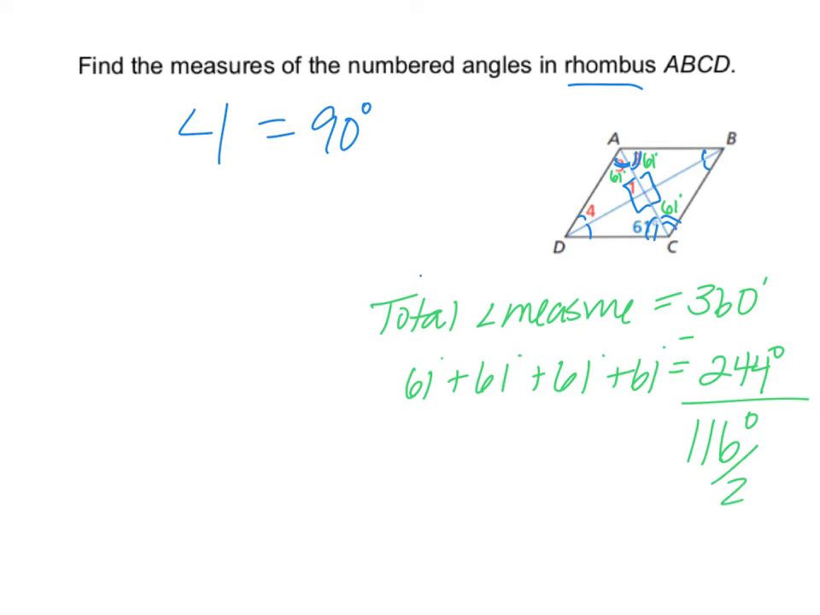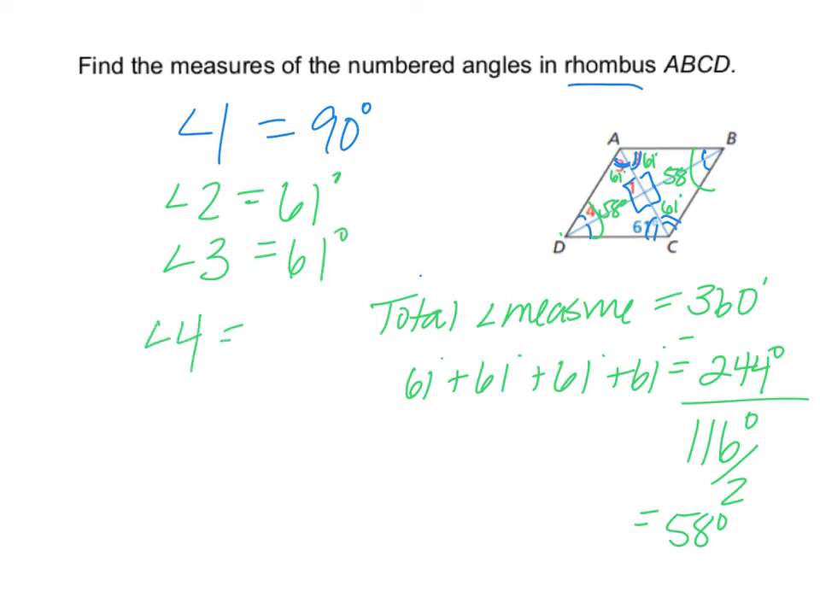So if we divide that by 2, each is 58 degrees. So this whole thing is 58 degrees. This whole thing is 58 degrees. So angle D is 58, angle B is 58. And if we just want to know what angle 4 is, here, let's add this. So angle 2 is 61. Angle 3 is 61. So angle 4 is going to be 58 degrees divided by 2 because the angle is split in half. And so angle 4 is 29 degrees.